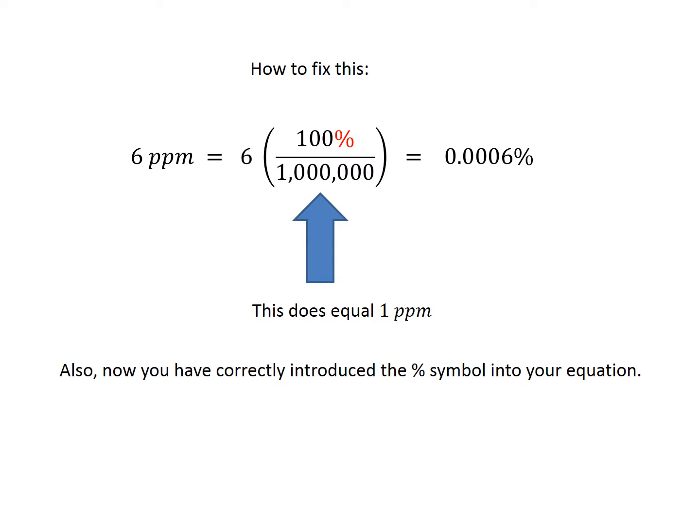There's a simple way to fix this. You just forgot your percent symbol. See, this is 1 ppm. See, this is 100%. 100% is 1. So this is essentially 1 per a million. So this is correct. This does equal. And the bonus, which is excellent, is that you introduce this percent symbol into your equation. The percent symbol is a constant number. It equals 1 over 100. We all know that. But it's a dimensionless unit, and you have to account for it. And that's how you do it.